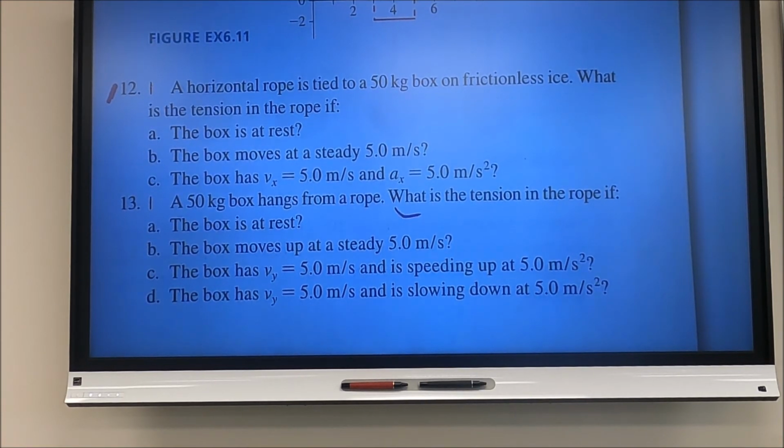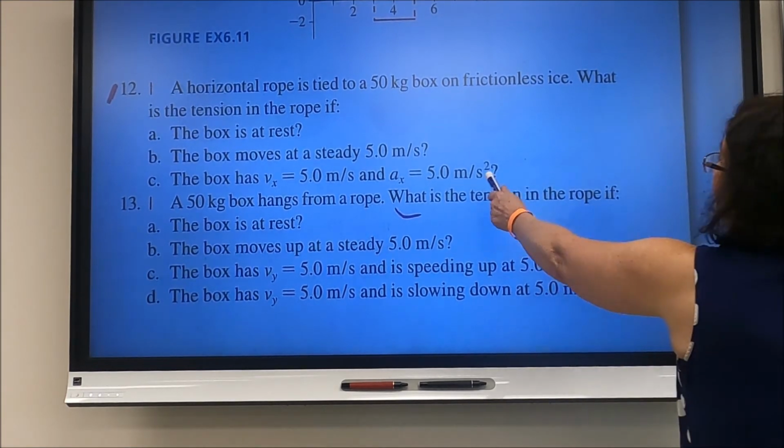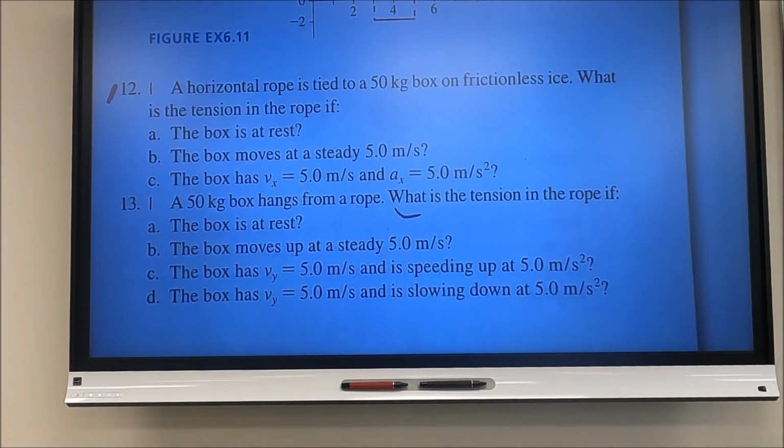C says the box has a velocity vx of 5 meters per second and an acceleration ay of 5 meters per second squared. In C, there's an acceleration. So in C, we have to have a force. Okay, so let's draw a pretty picture here.